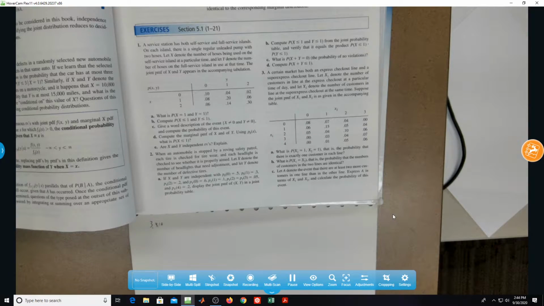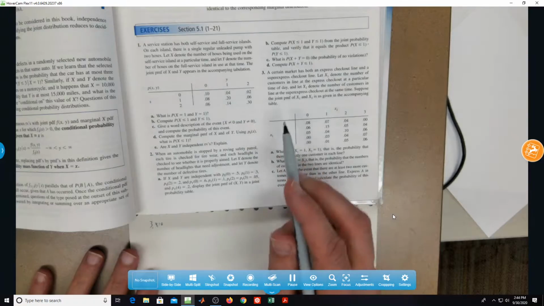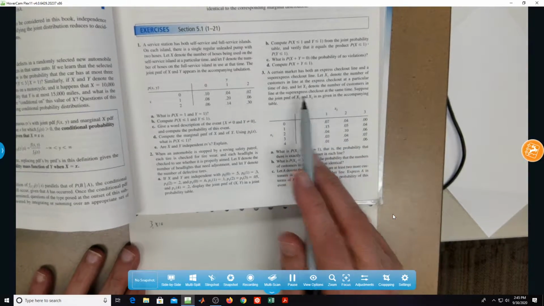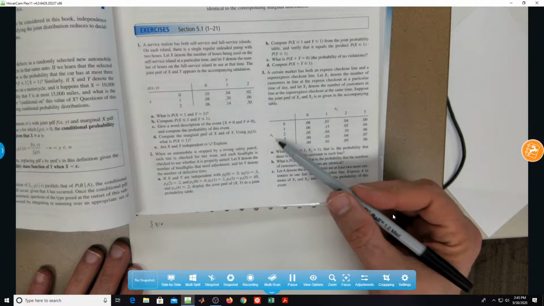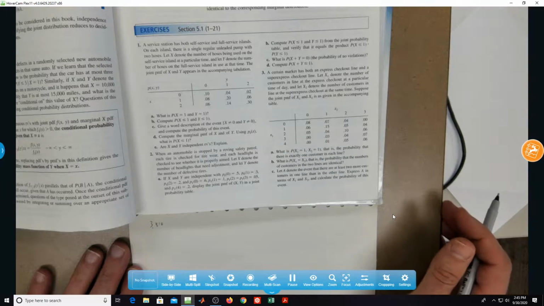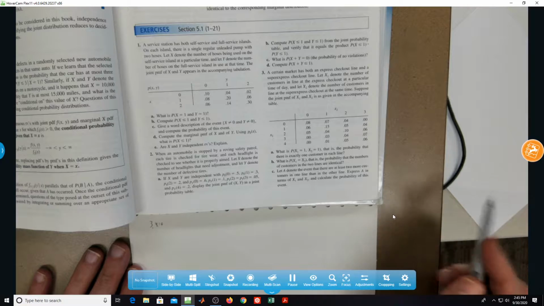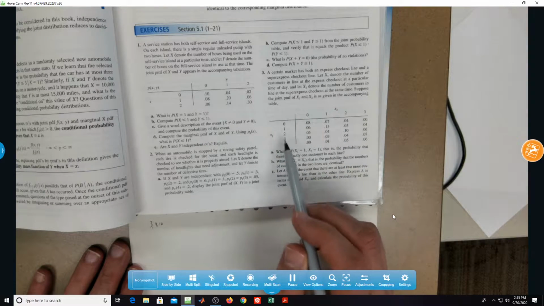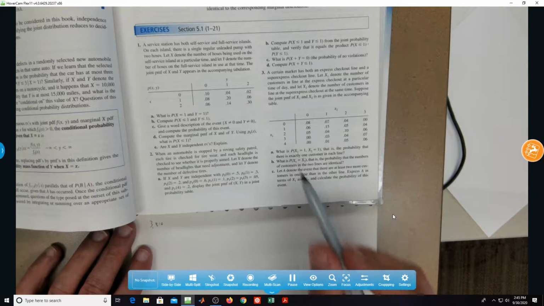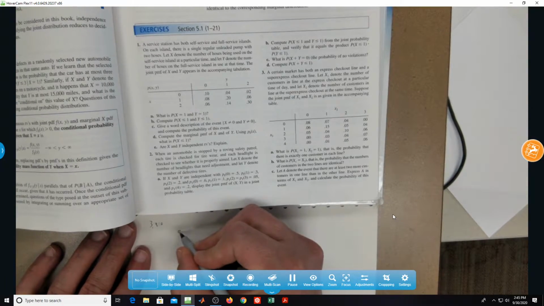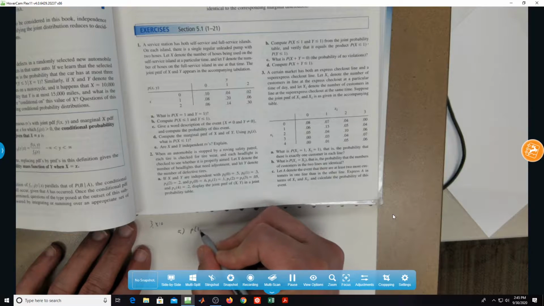Do some practice exercises from section 5.1 here. So let's do number 3. You have an express checkout line and a super express checkout line. So x1 is the express, x2 is the super express, and x1 is the number in the express checkout and x2 is the number in the super express checkout. So what's the probability of x equals 1 and y equals 1?